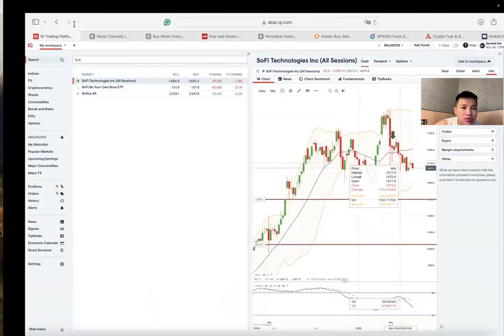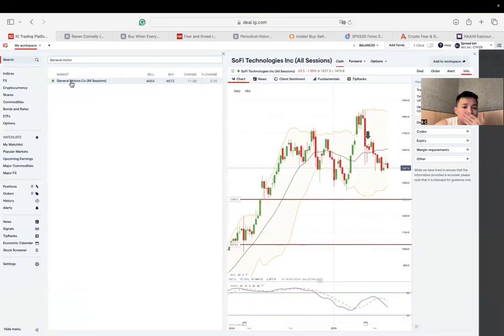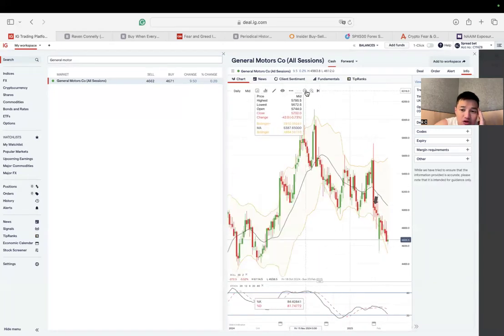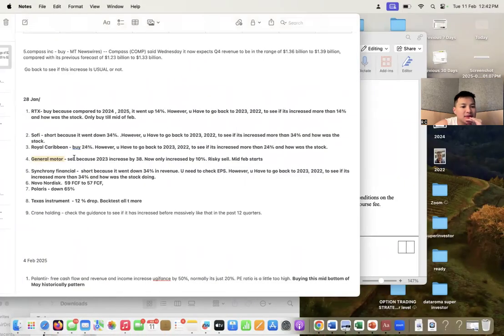General Motor. Yeah, we short just right here, 28th of January. It went down really, really nicely that the world has never seen before. Sell because increase not only increased by 10. Risky sell, mid-Feb starts. Synchrony Financial. General Motor is a very good short.